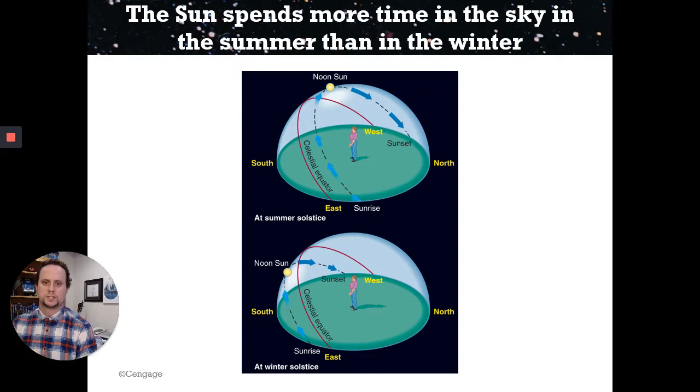The sun spends more time in the sky in the summer than in the winter. Our days are getting shorter. That's what's happening right now. It is October. We're losing daylight every day.